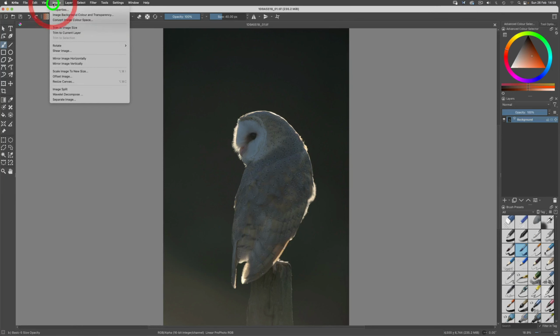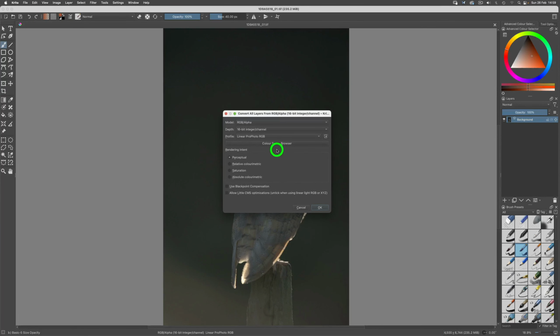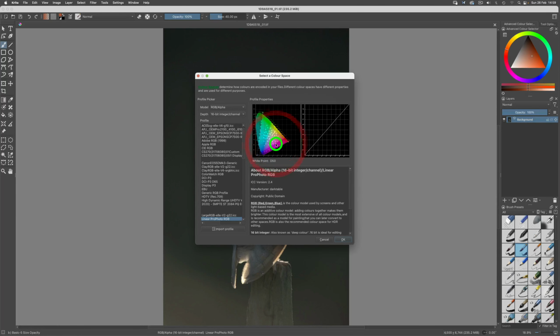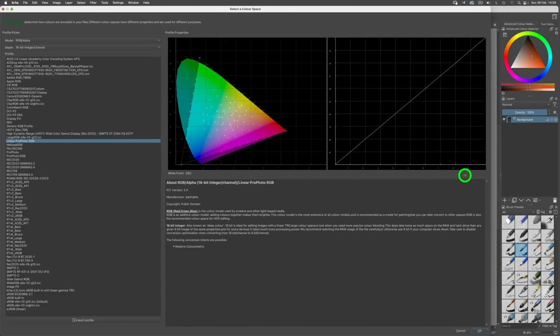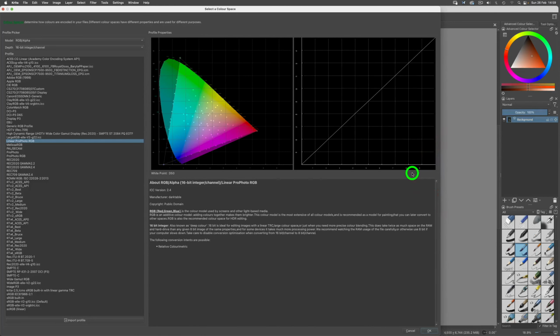If I come to Image and go to Convert Image Color Space, and then go to the color space browser, and let's extend this out so everybody can see it, and then squeeze it back in so things don't look so squished up. There we go. So this is linear ProPhotoRGB. There are the points, including the greens and the blues that we can't actually see.